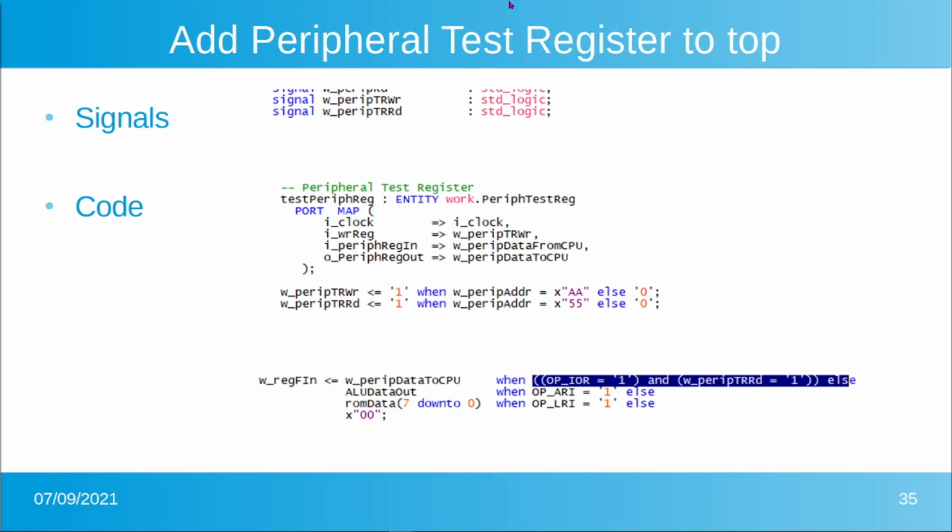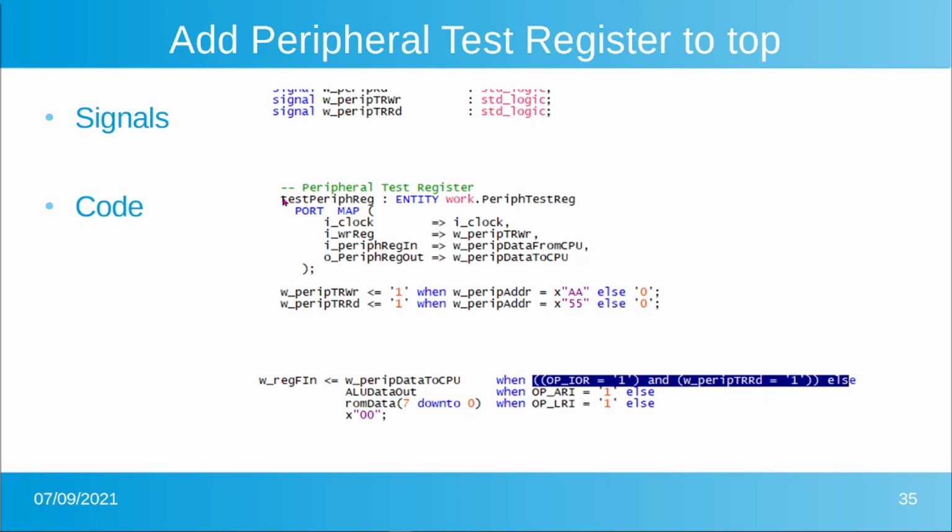So let's add that into the top, the CPU underscore 001.vhd file. We need a peripheral test register write and a peripheral test register read. Well, we really probably don't need the read, but we sort of do. It could just read for any peripheral, but let's pretend like we care about that.